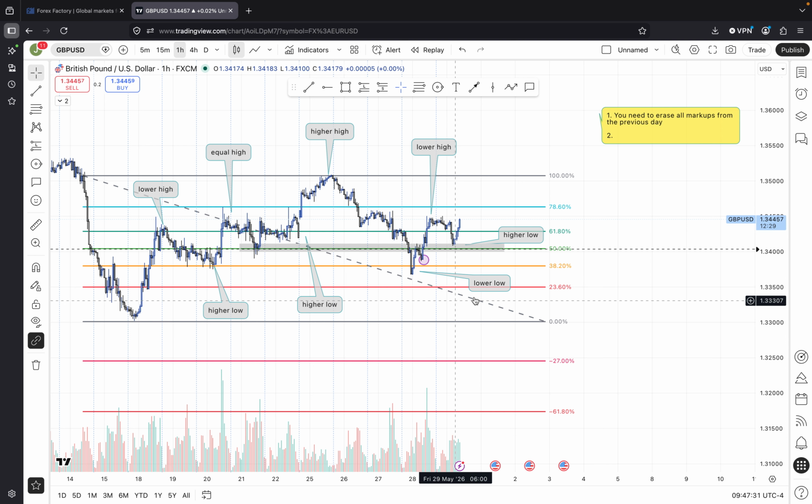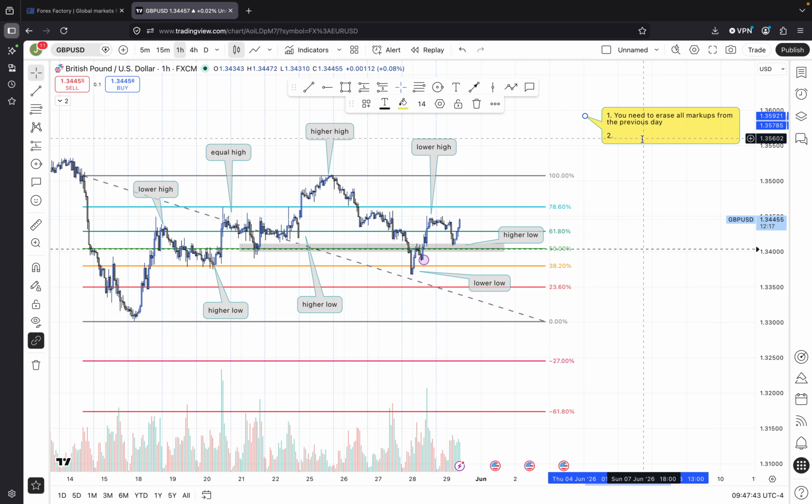you don't want to go onto a chart that has the previous state of mind that you were in compared to today, right? So the first thing that you need to do is erase all markers from the previous day. And actually, I'm going to make that number two. The first thing that you need to do is this.